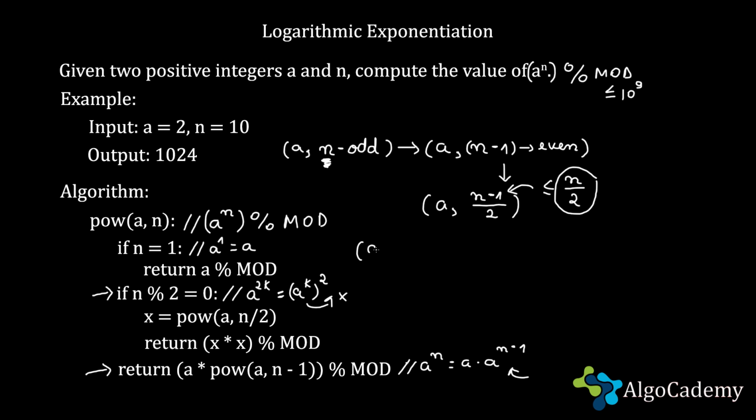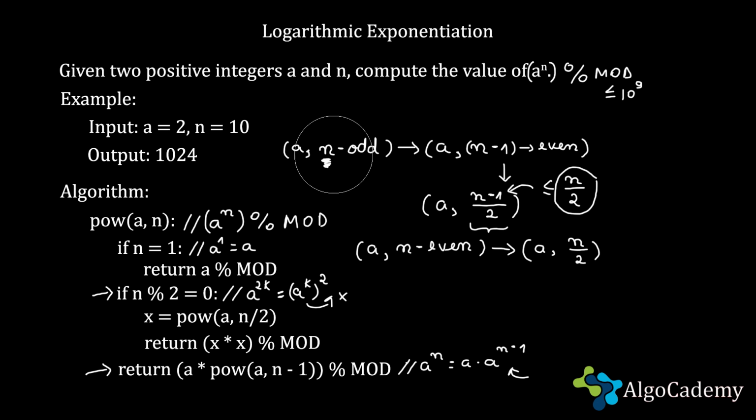And the best case scenario is, of course, when we call the function pow of a and n at some point, and n is even, and directly on the next function call, n will get divided by 2. So either after one function call or after 2 function calls, I reach an exponent which is less than or equal to n divided by 2, right?